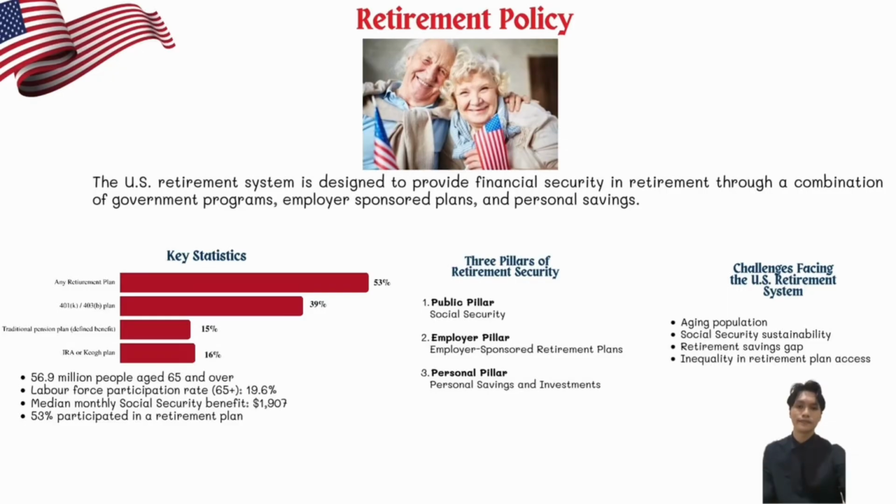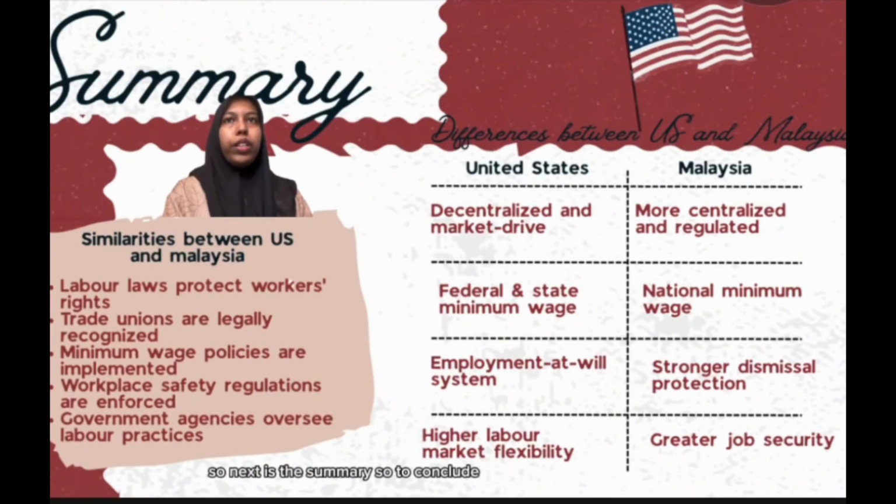Thank you. So next is the summary. To conclude, both the United States and Malaysia have labor laws, trade unions, minimum wage policies, and workplace safety regulations to protect workers' rights and welfare. However, the two countries differ in their approach.